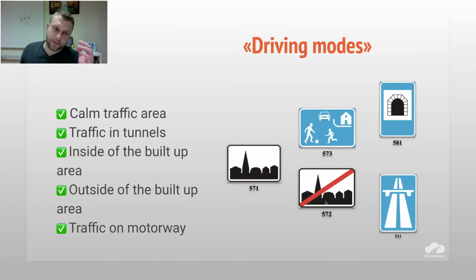And also now we're going to discuss some different driving modes in different driving areas. So as you see, we had quite a lot of them, like calm traffic area. Calm traffic area has its own rules, speed limits and stuff, traffic in the tunnels, in the built-up area, outside the built-up area, and traffic on the motorway. And I'm reminding you again that we don't have any motorways in Estonia at all. I guess in Norway you have them a lot, or somewhere in Germany, but in the Baltic states, generally we don't have them.